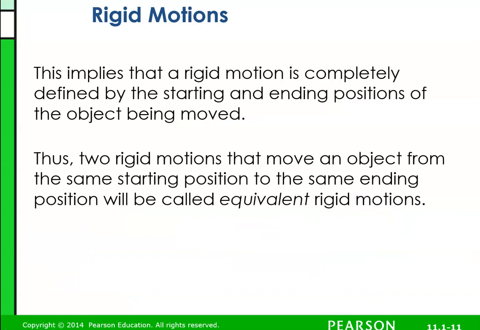This implies that a rigid motion is completely defined by the starting and ending positions of the object being moved. Thus, two rigid motions that move an object from the same starting point to the same ending points will be called equivalent rigid motions. So the example we just saw would be equivalent rigid motions.